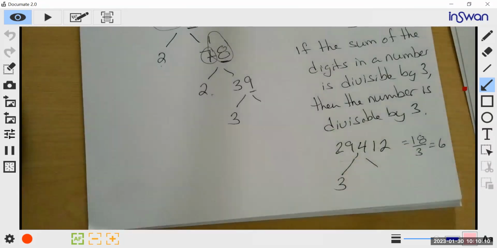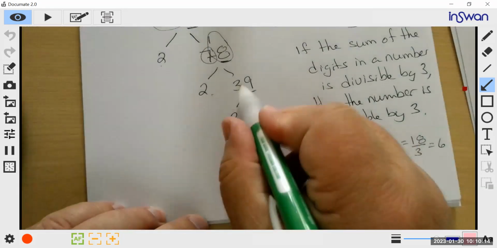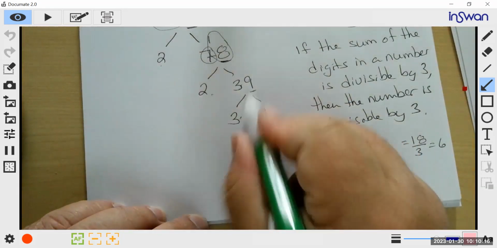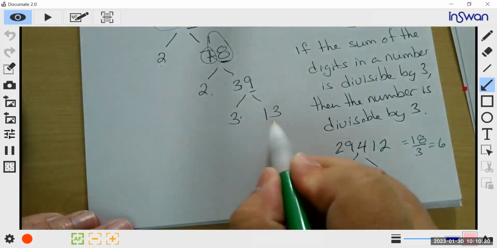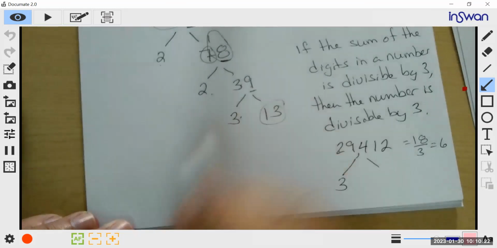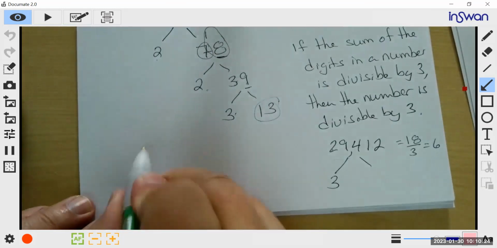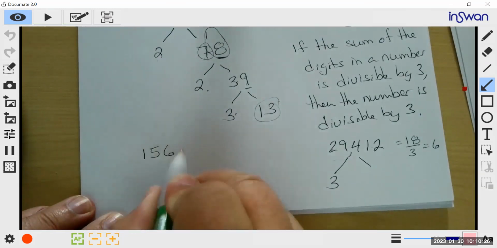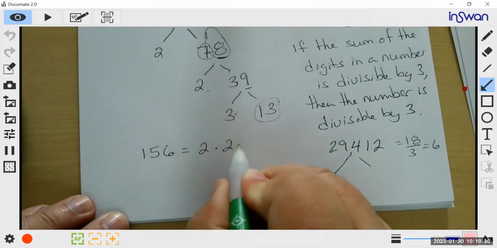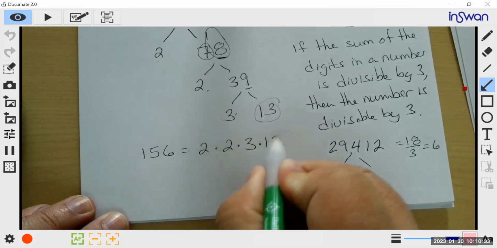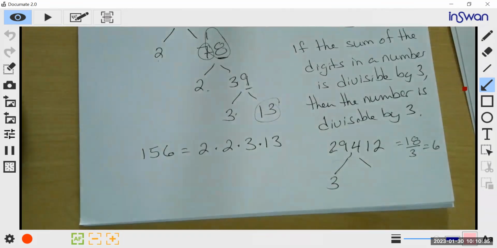So that's to help you get unstuck. So 3 goes into 3 once. 3 goes into 9 3 times. And 13 is a prime number. So 156 is made up of 2 times 2 times 3 times 13. That's prime factorization.